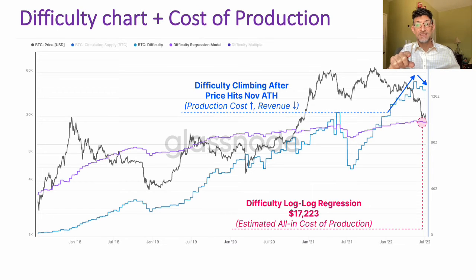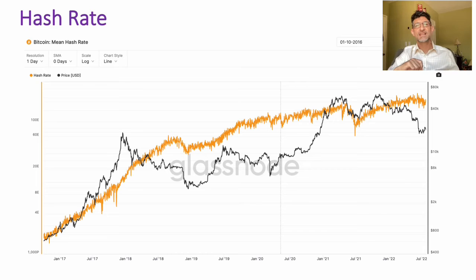You see in this red footnote, it says estimated all-in cost of production. They don't explain what that means. There is no definition for that. And I can tell you right now, looking at this cost of $17,223, that is not the all-in cost of production. I can explain to you that later when we talk about bottom-up production cost. Next slide, hash rate.